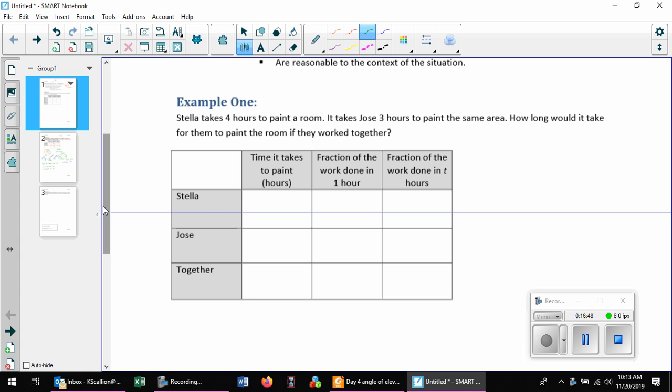Okay. Stella takes 4 hours to paint a room. Jose takes 3 hours. Now, we're trying to figure out how long it will take to paint the room if they work together. If any of you say 7, I'm going to cry.